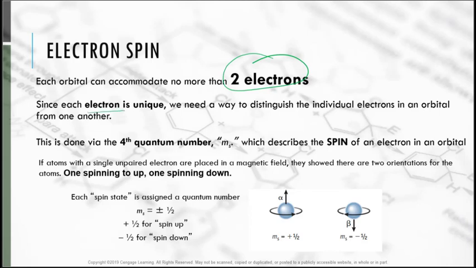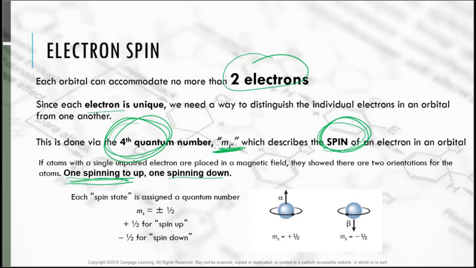Since each electron is unique, we need a way to distinguish the individual electrons in an orbital. This is done with a 4th quantum number, which we say is ms. That tells me the spin of an electron. One electron has a spin going up, and the other is spinning going down. So we say that ms is either plus 1/2 or minus 1/2. Plus 1/2 as it's spinning up, minus 1/2 as it's spinning down.